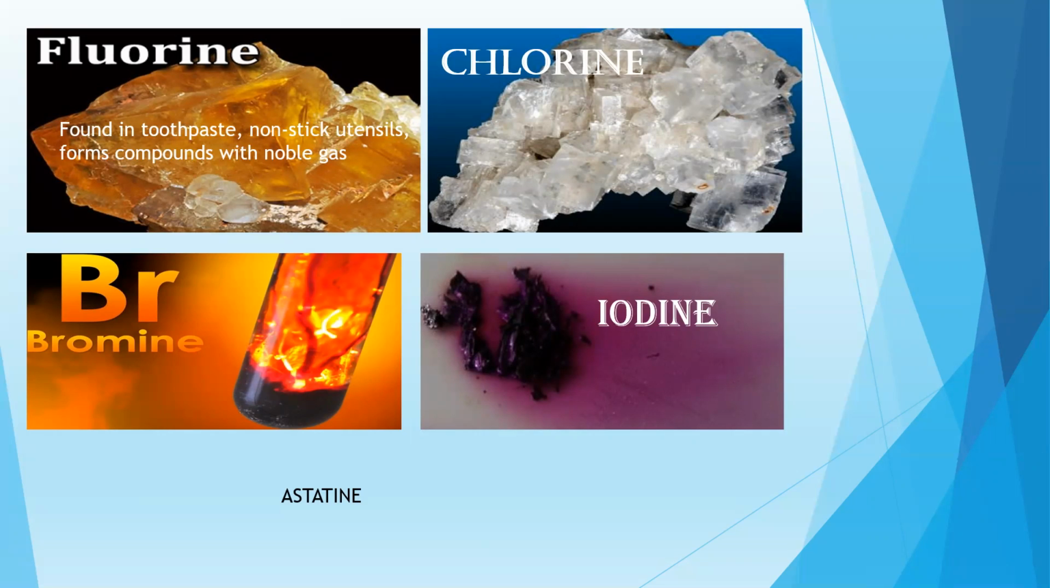Fluorine is found in toothpaste and non-stick utensils, right? That is Teflon. Fluorine is useful in forming compounds with the noble gases. Chlorine, you can see, is used in germ-free tablets. Bromine is an irritating gas. Iodine, you can see, is a sublimable substance, and astatine is a radioactive element.